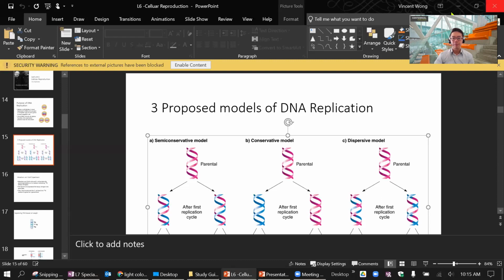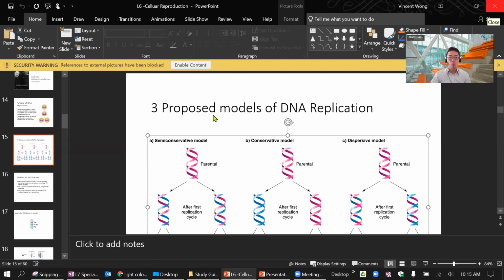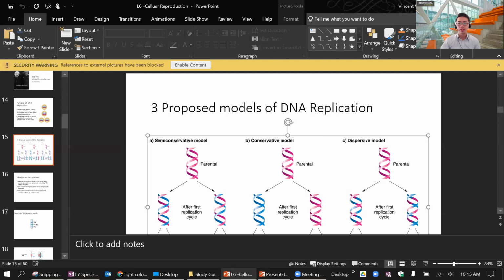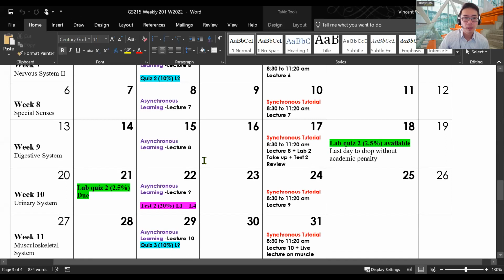Let me see what's going on next week. Just to be sure. I think we also have the lab coming up, right? So let me just pull up the calendar for a second so we know exactly what's going on. Calendar right here. Okay, so next week we'll do lecture 8 plus lab 2 take up and test 2 review.